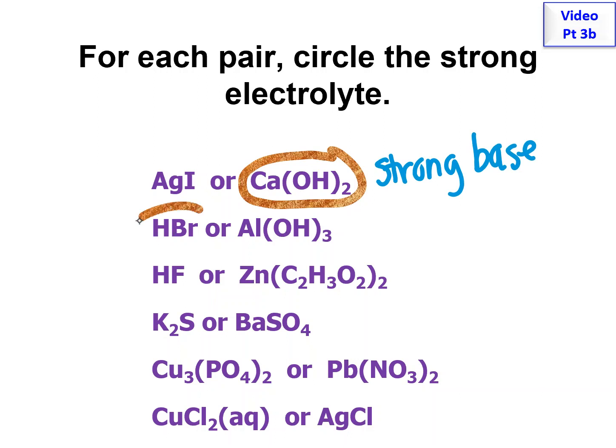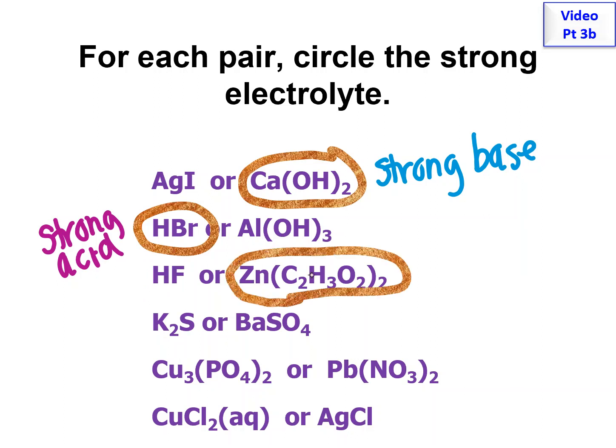Next, this one is one of our strong acids. Next, I'm looking for those hints. HF is one of those halogen acids, but if you remember, this is the only one that is not strong. This one has acetate, and acetate is one of our ions that only forms water-soluble compounds. So that one, if it's ionic, which it is, and it's water-soluble, then it's a strong electrolyte.